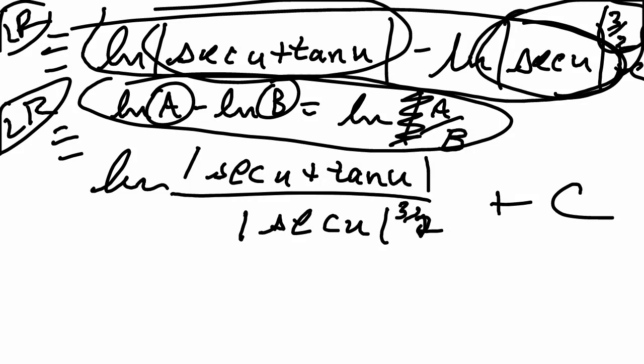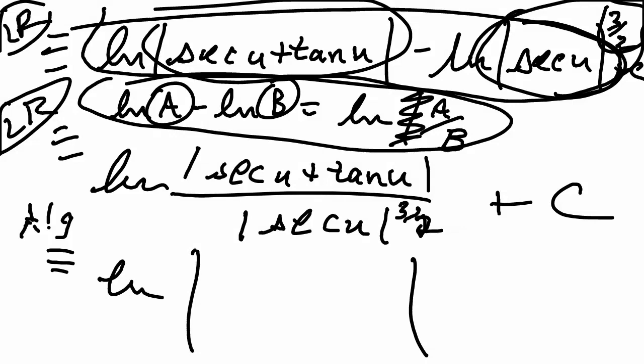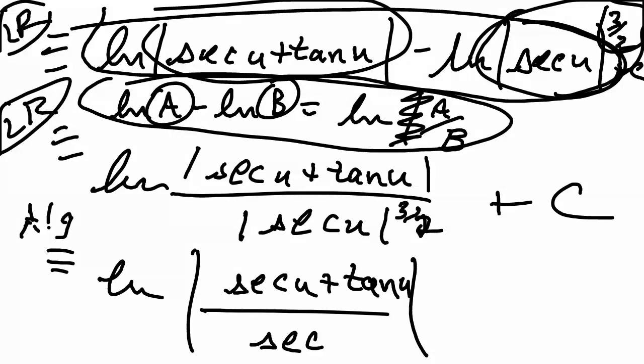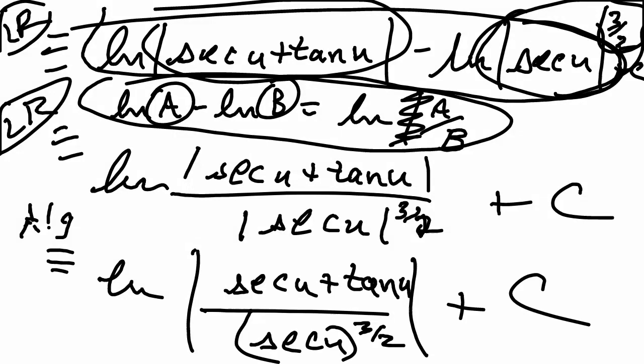All right, so the question is, how can we do this? Well, what we can do then is we can say, hey, with algebra, I'm going to use algebra here. I can rewrite this as the natural log and then just put it all in absolute values, right? So I can say secant u plus tangent u all over secant u to the 3/2. And if I'm taking the absolute value of everything, all good, and then plus c, right?